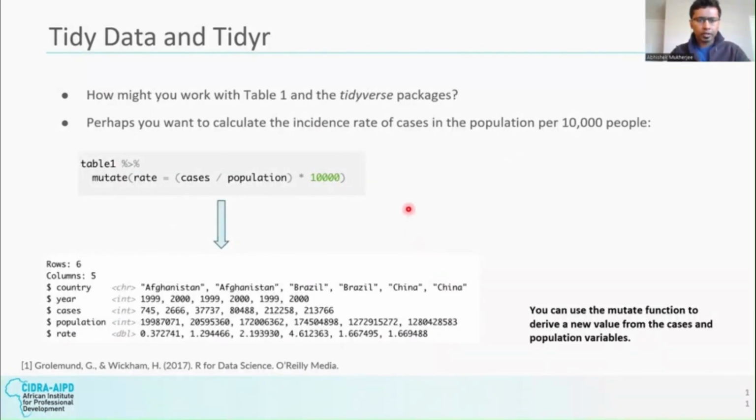If you look at this slide here, because our data set was in a tidy format, we could easily create this new column or variable called rate using the mutate command, and rate can be defined as cases divided by population. Now, if we wanted to calculate the rate of cases in the population per 10,000 people, then we would multiply this rate by 10,000, as we can see in the slide.